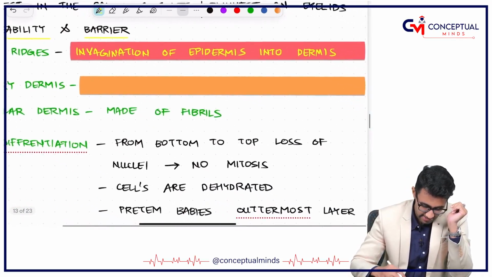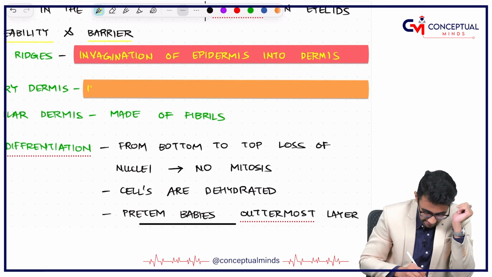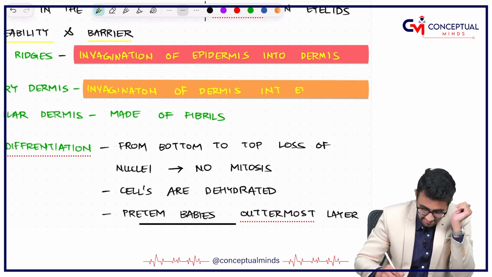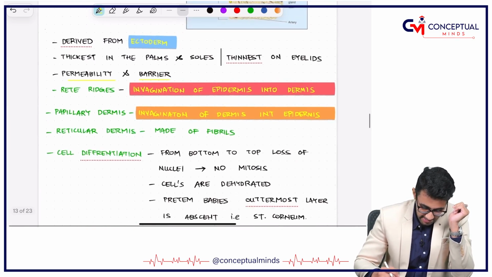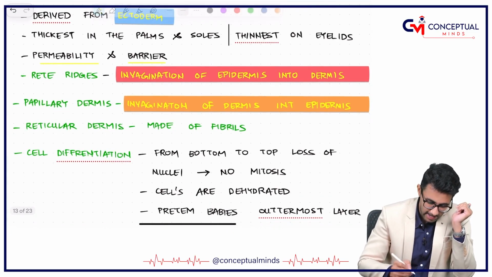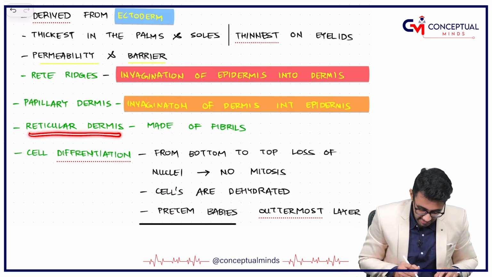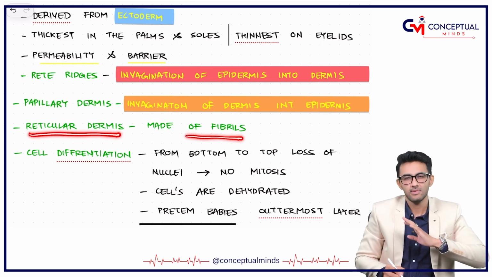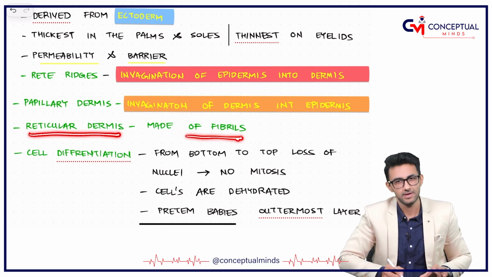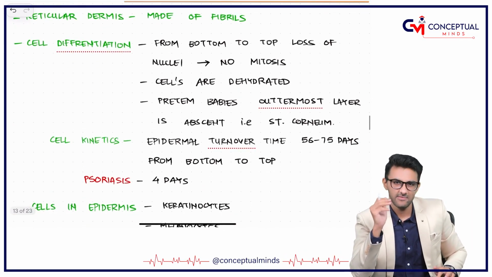Okay, alright, so let me just write it down. The invagination of dermis into epidermis. Okay, alright. So the next point is about, I hope this is very clear, rete ridges and papillary dermis. Okay, so the next one is reticular dermis, which is made up of fibrils. Fibrils we will talk about very extensively as we go ahead. Okay, and the next thing is cell differentiation.